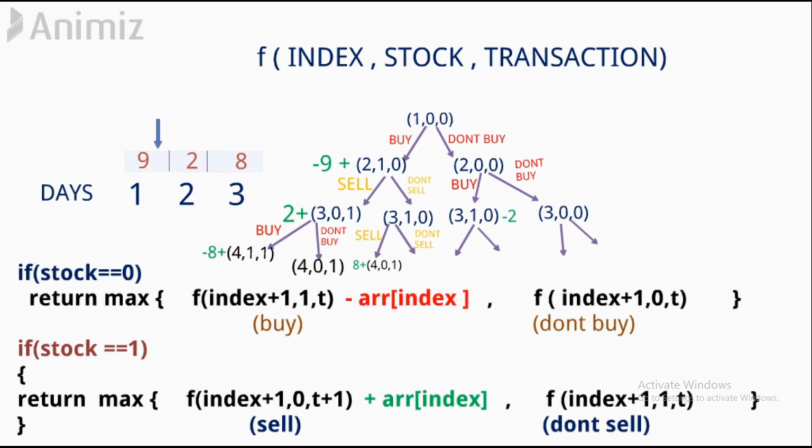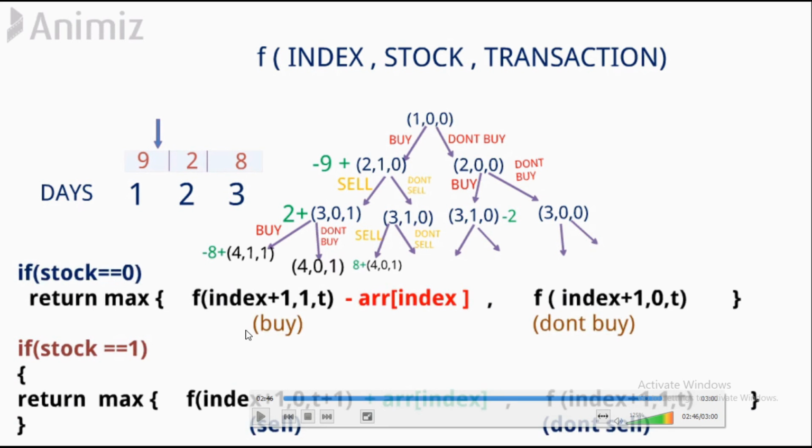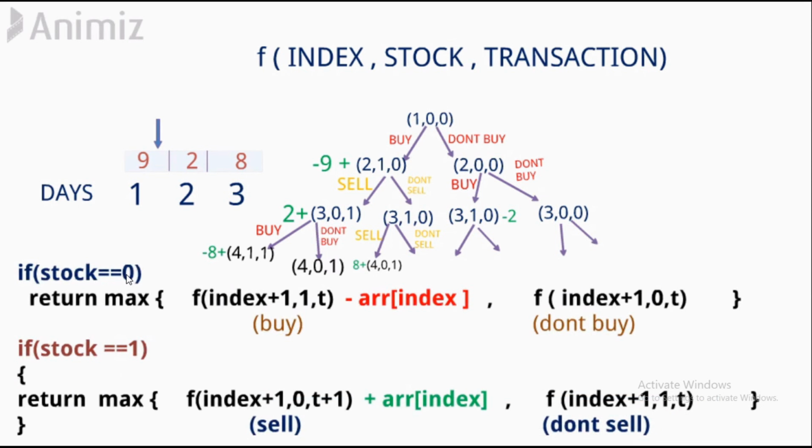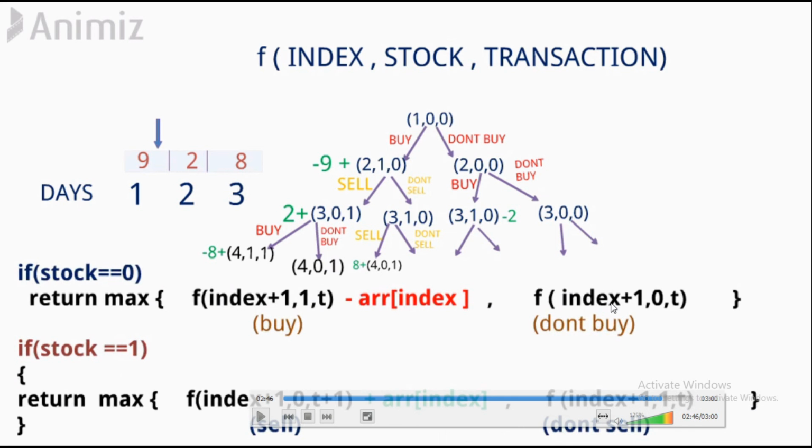The recursive tree which we framed can be implemented by the recursive equation as shown here. The recursive equation says whenever we have a stock 0, this means that we don't have any stock. We have two options, buy and don't buy. So what happens here now? The index increases. Since in this case we are buying a stock, initially the stock was 0, now we have a stock, so it gets transformed to 1.